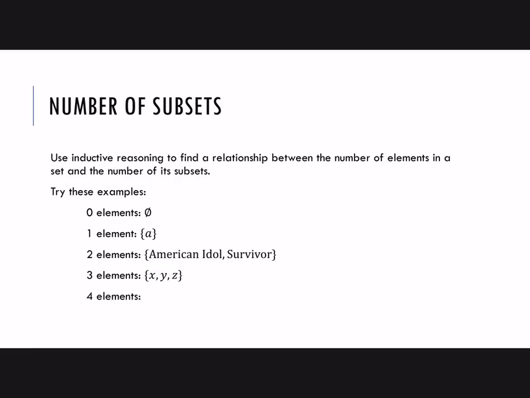Alright, and I think we'll end with the number of subsets and proper subsets that a set has. We'll use inductive reasoning to find the relationship between the number of elements in the set and the number of its subsets. We've already looked at a couple examples. This set with 3 elements, x, y, and z, we said that there were 8 subsets, and there were 7 proper ones. We just throw out the set itself. The set itself is not proper.